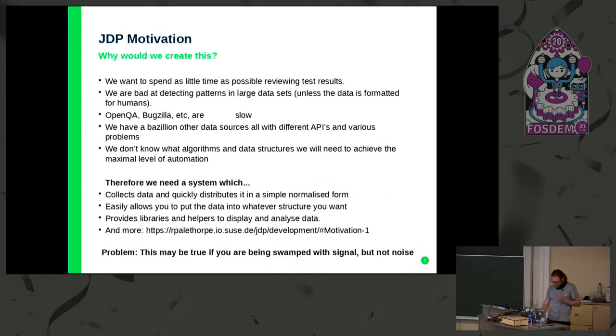Okay, so yeah, this is my original motivation for creating JDP. I've kept this slide the same from when I started it. Some of this stuff's still true. OpenQA, Bugzilla, all of these services, they're often very slow. Throwing more hardware at it doesn't work because the code is slow, and fixing the code is difficult because they're such huge frameworks with so much complication.